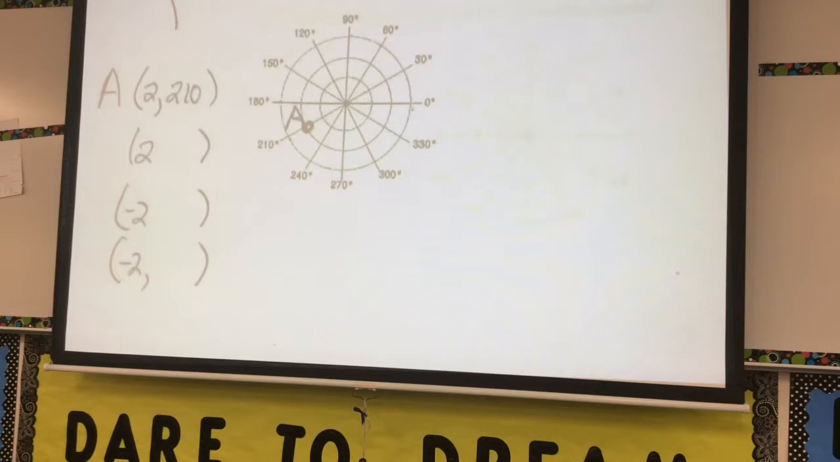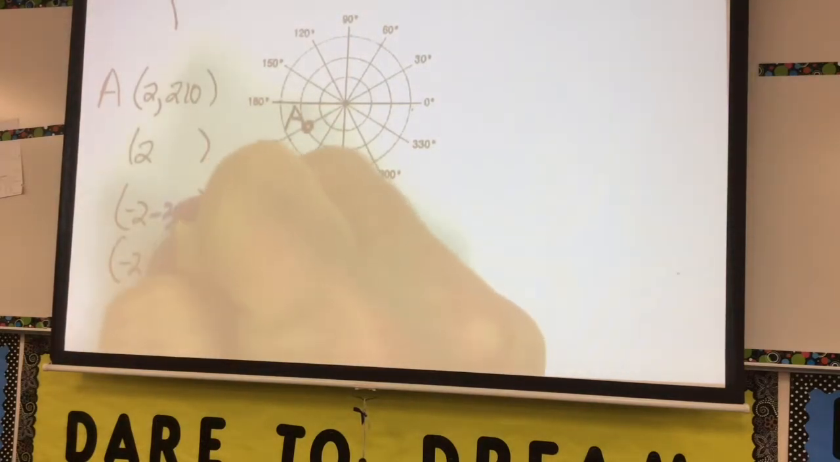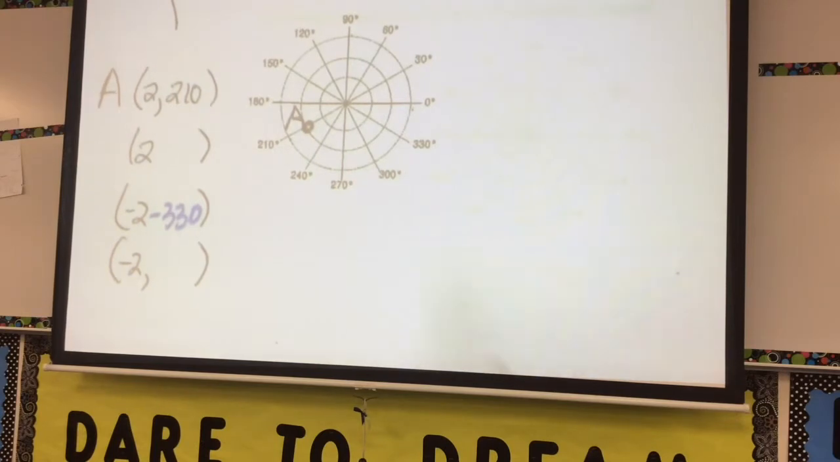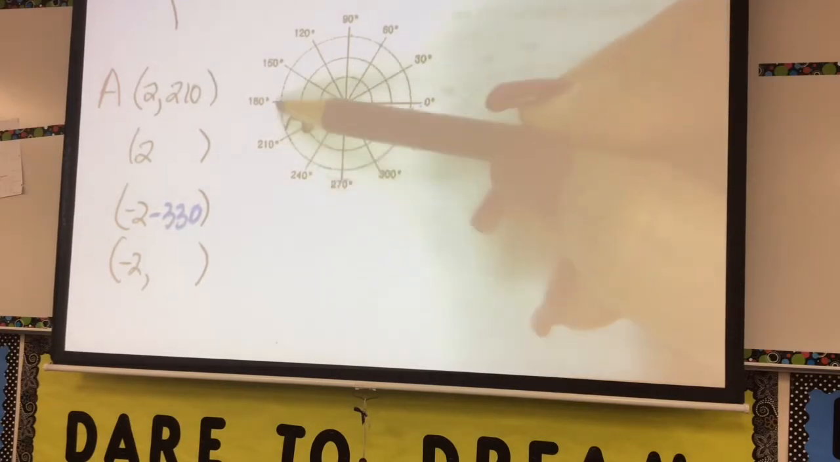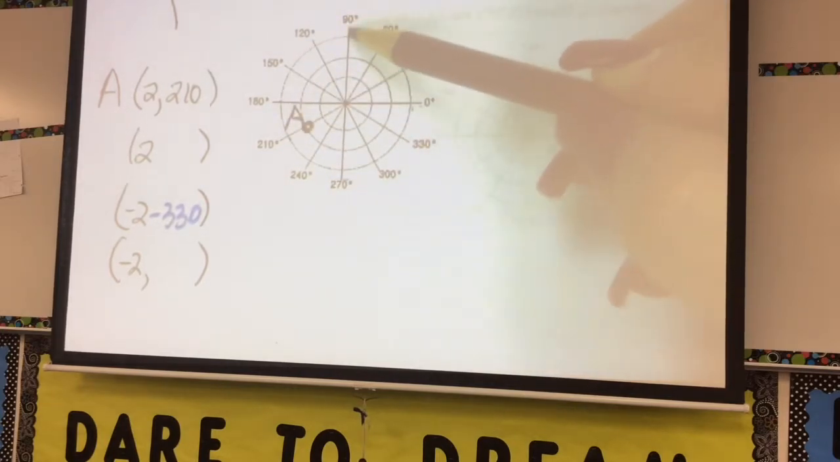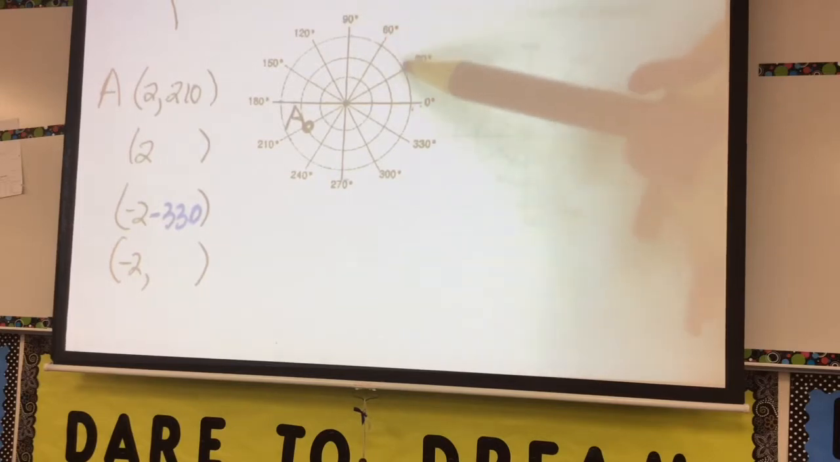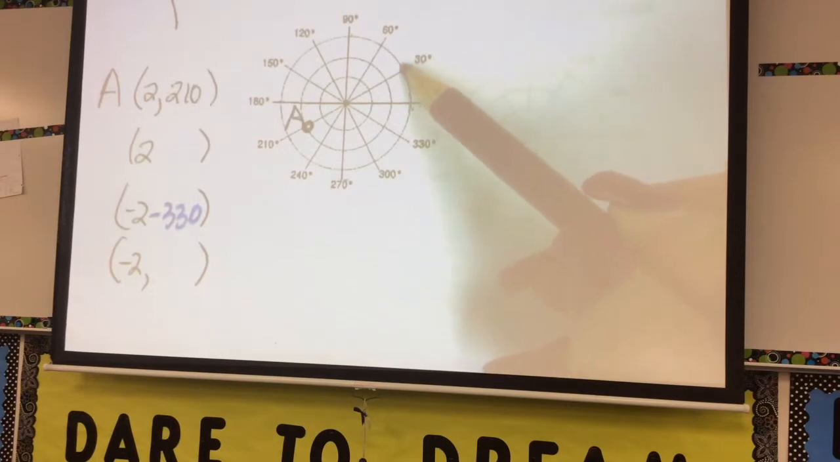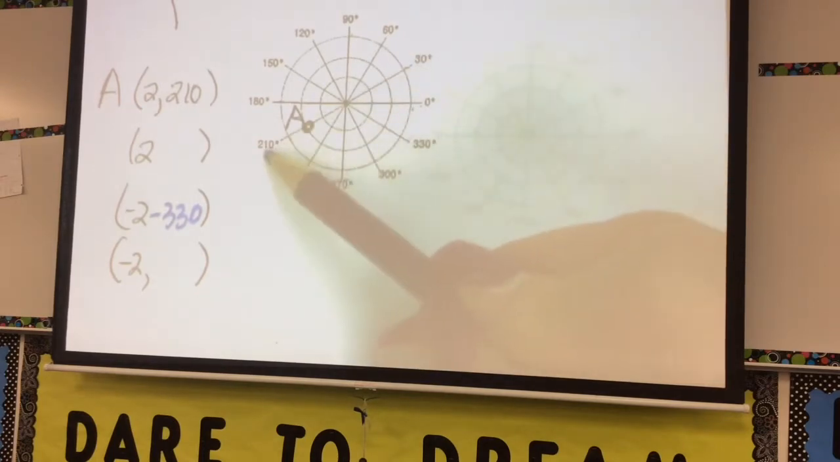Here's one. Negative 330, she thinks. Let's try it. So negative 330 would be swinging negatively. There's negative 90, negative 180, negative 270. 30 more would be negative 300. 30 more would be negative 330. She is on the correct line.